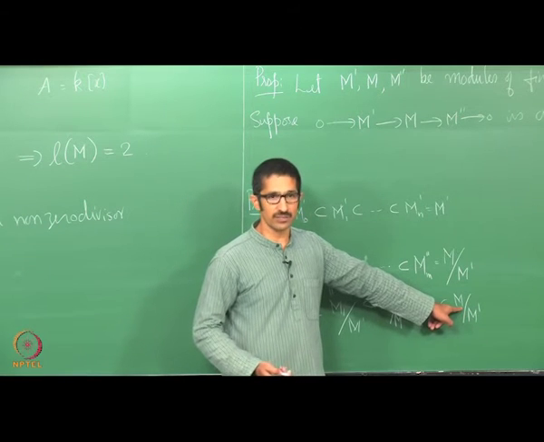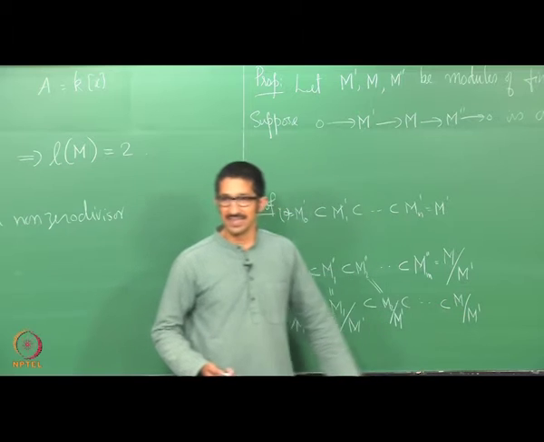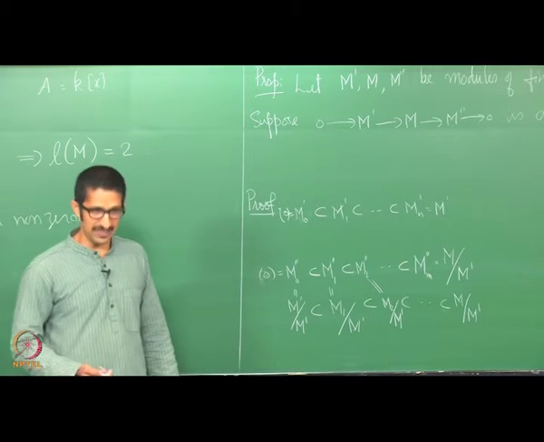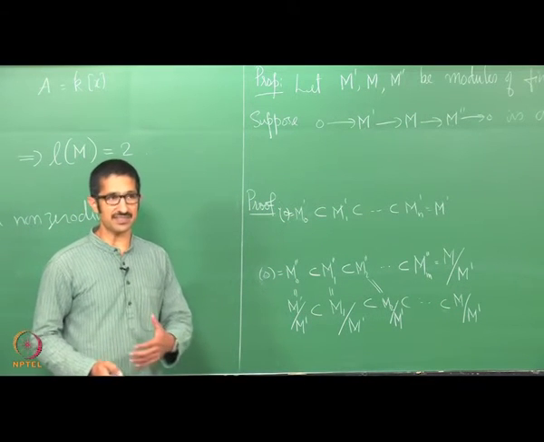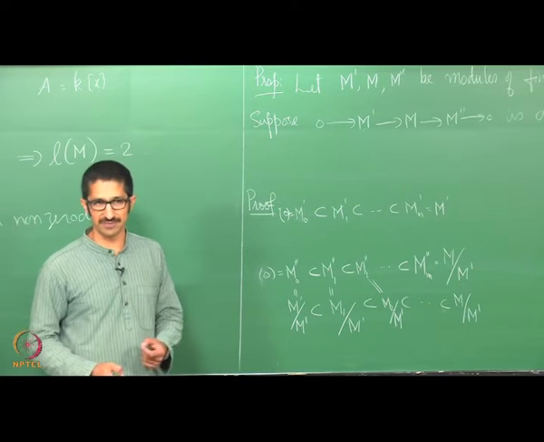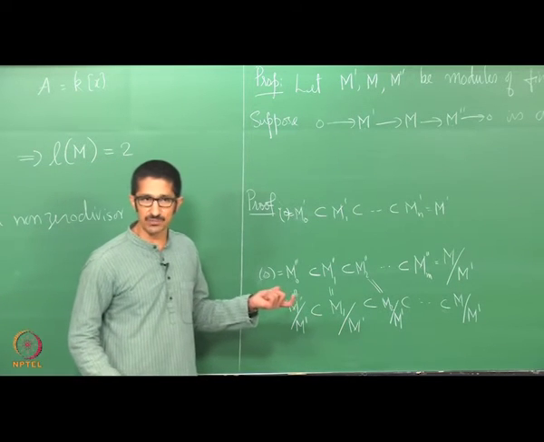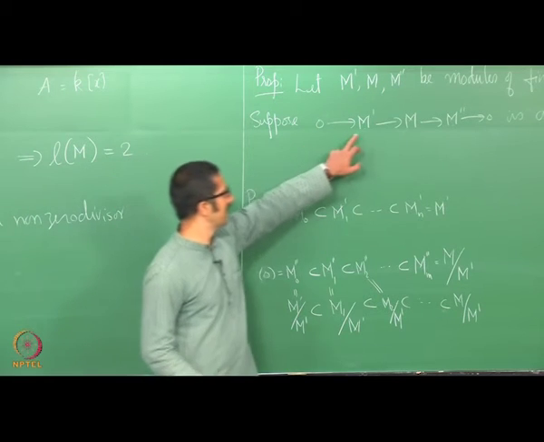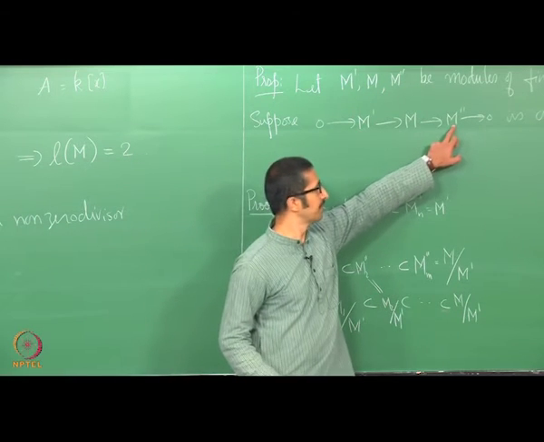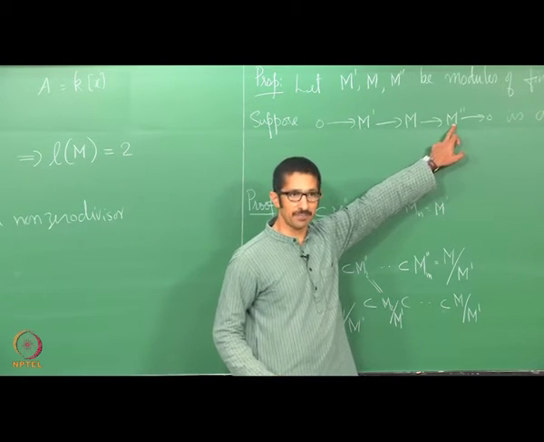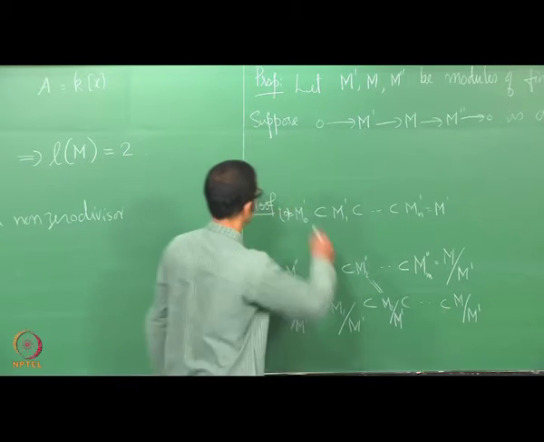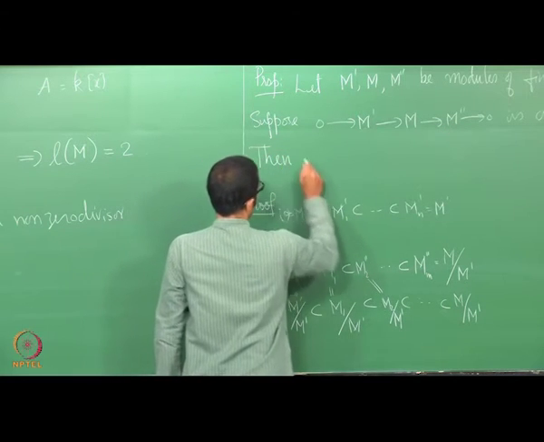So what have we shown? The length of a composition series is called the length of the module itself. So length of M is equal to length of M prime plus length of M double prime. Right. So let us write down that first.